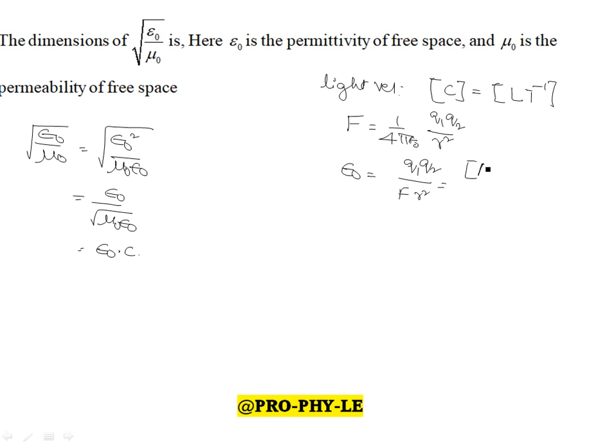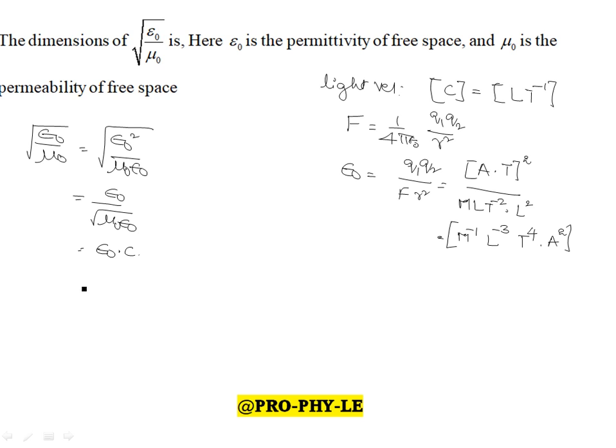q1 will have dimensions of ampere into time whole square, by force which is m l t power of minus 2, into l square, distance square. So this will be m power of minus 1 L into L square, that is L cube, so that L power of minus 3, t power of minus 2 and t square, and in the numerator it will be t power of 4 into ampere square. This is the corresponding dimensions for epsilon naught.